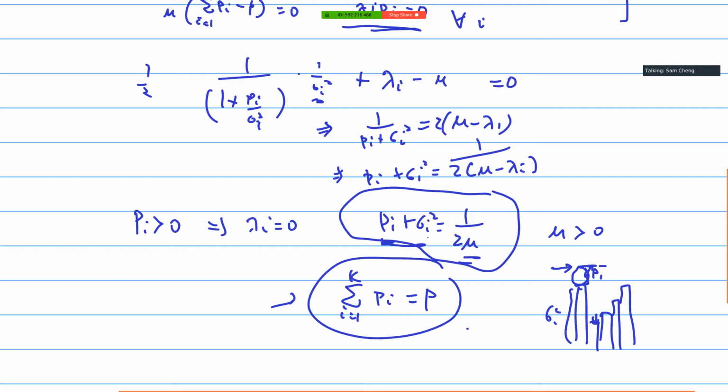You look at this one here: pi plus sigma i squared is equal to 1 over 2 mu, right? It's just a constant, always constant. Mu is something, but it's a constant with respect to i, right?